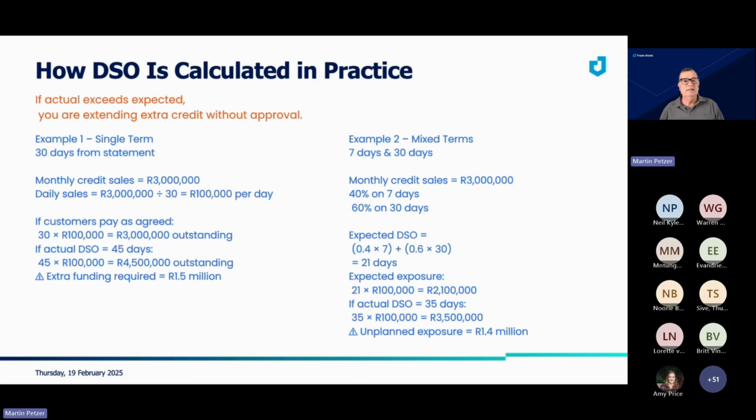How do those calculate in practice? Example 1, monthly credit sales, and then your daily sales divided by 30. That tells you how much 1 day DSO is worth. The customer pays you 30 times 100,000, it's 3 million. If your actual DSO is 45 days, 45 times, it means it's 4.5 million, so extra funding required, 1.5 million.